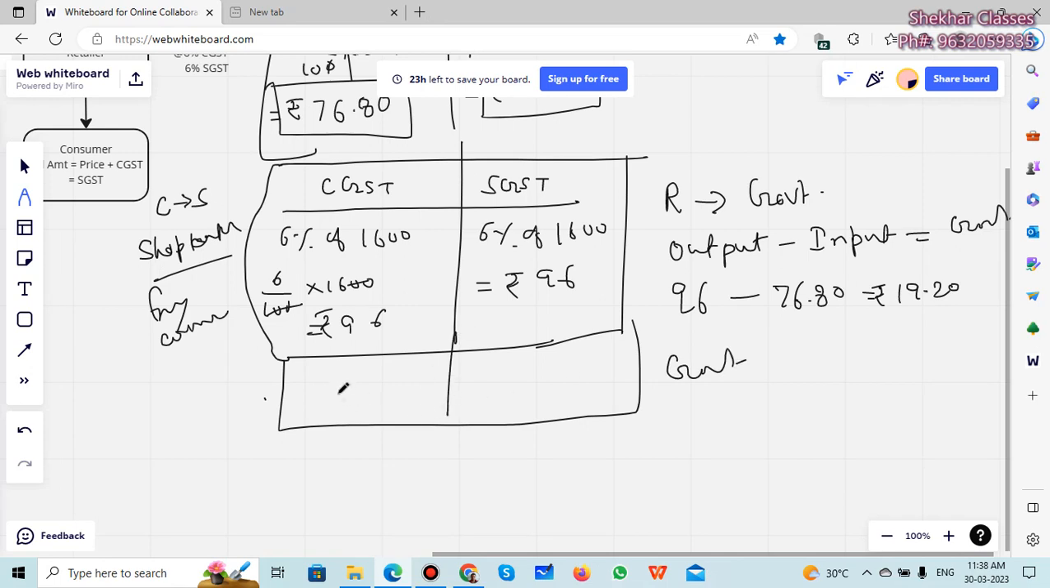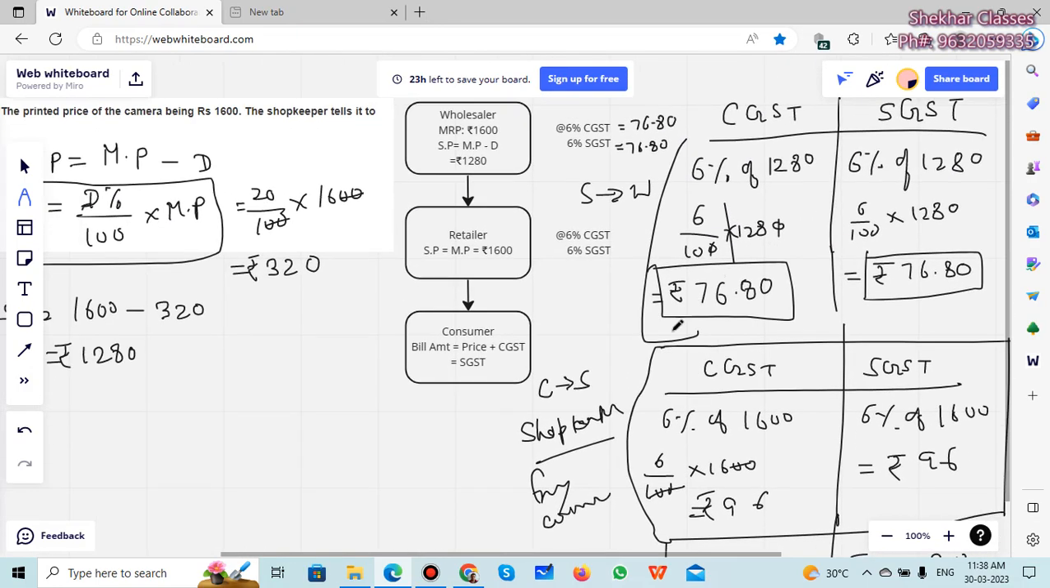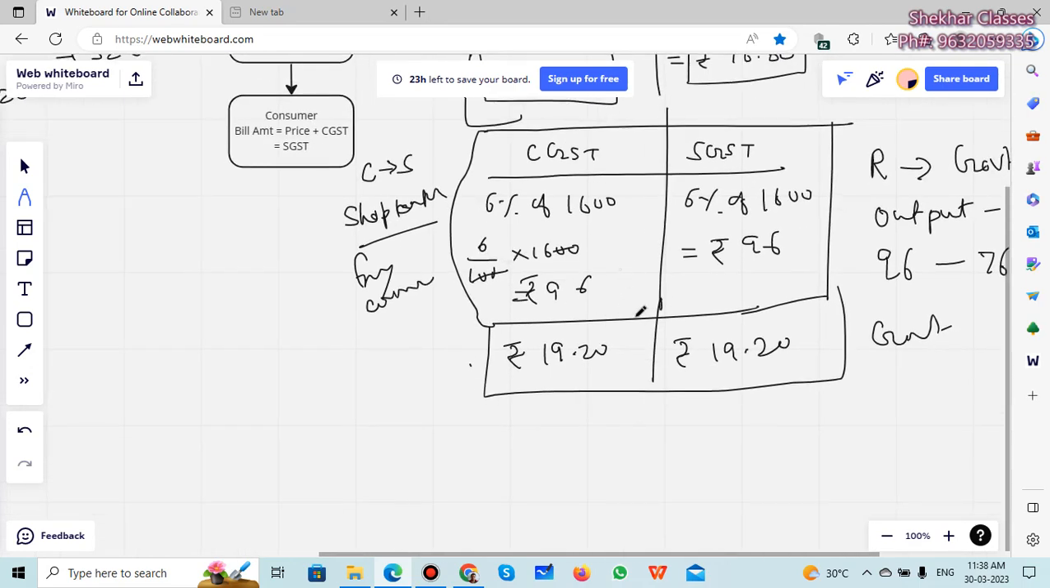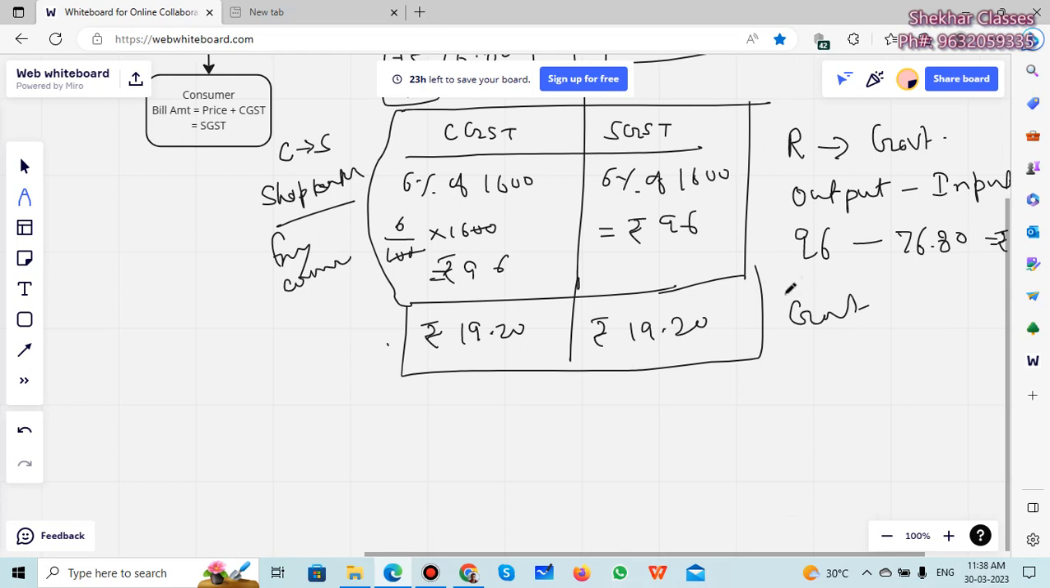So I can write it here, to the government 19.20 as CGST, and the same thing for SGST, 19 rupees and 20 paise. He is paying to the government what remains after he paid the wholesaler. Now the question arises, how much tax is the consumer paying? The consumer has already paid 96 as CGST and 96 as SGST.